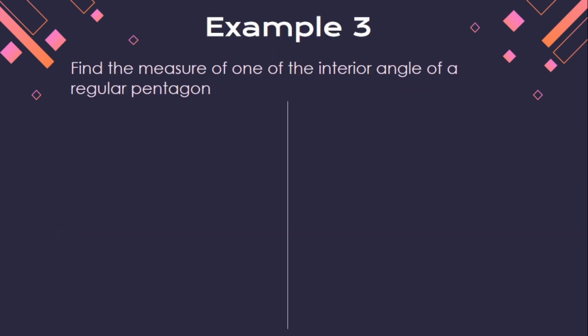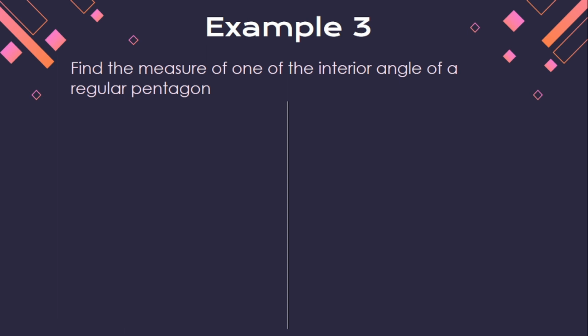Okay, let's have the third example. So, find the measure of one of the interior angle of a regular pentagon. So, ang hinahanap natin is the measurement of one of the interior angle lang, isa lang, ng regular pentagon. So, ibig sabihin, isa lang na nasa loob. Okay, so di ba we have 5 interior angles of this regular pentagon. So, remember, now we're talking about a regular pentagon. At pag sinabi nating regular, isang polygon, ibig sabihin, equal ang measurement ng sides at equal din yung measurement ng angles.